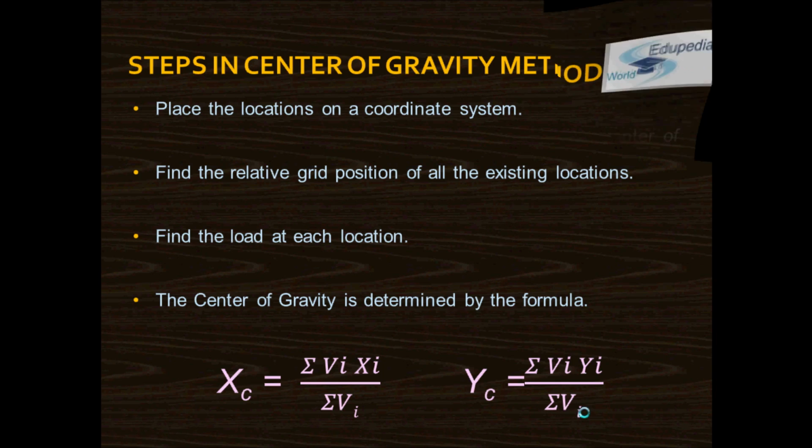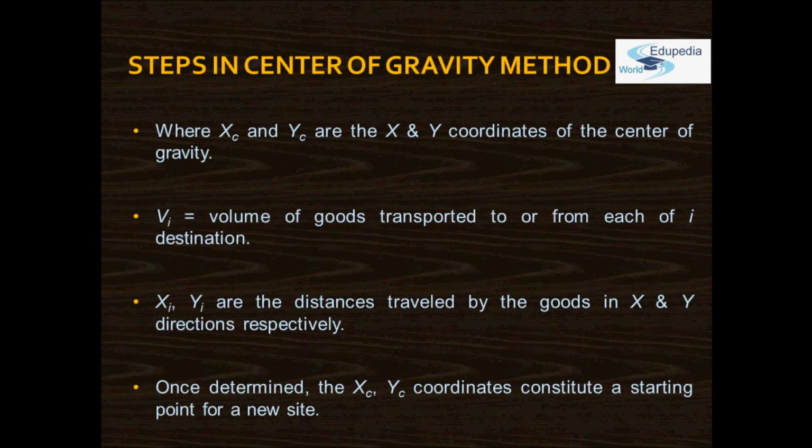Okay, we can see what these points are. The xc and yc are the x and y coordinates of the center of gravity, that is, a new location. Vi is the volume of goods transported to or from each of the ith destinations. Xi and yi are the distance traveled by the goods in the x and y directions respectively. Once we have determined the xc and yc coordinates, this would constitute the starting point for a new site.